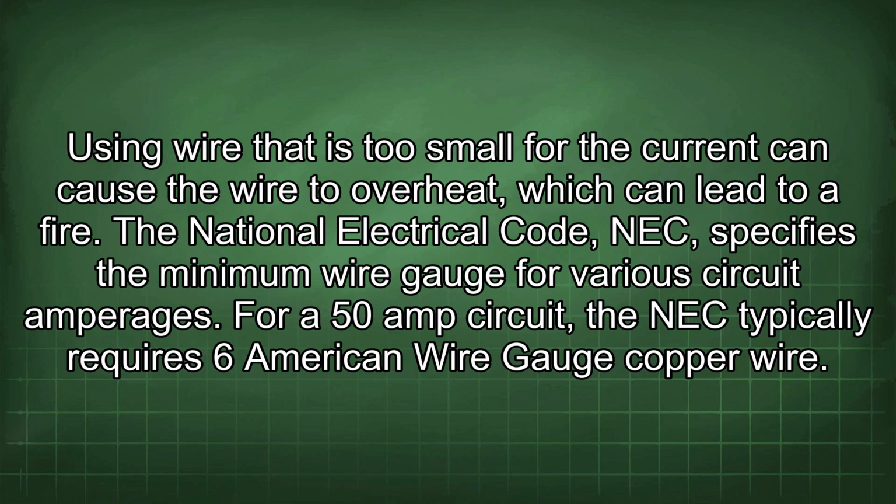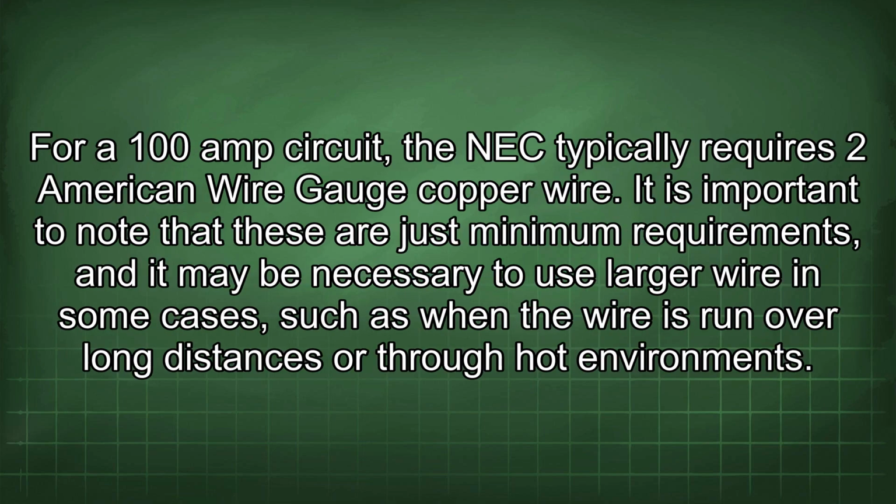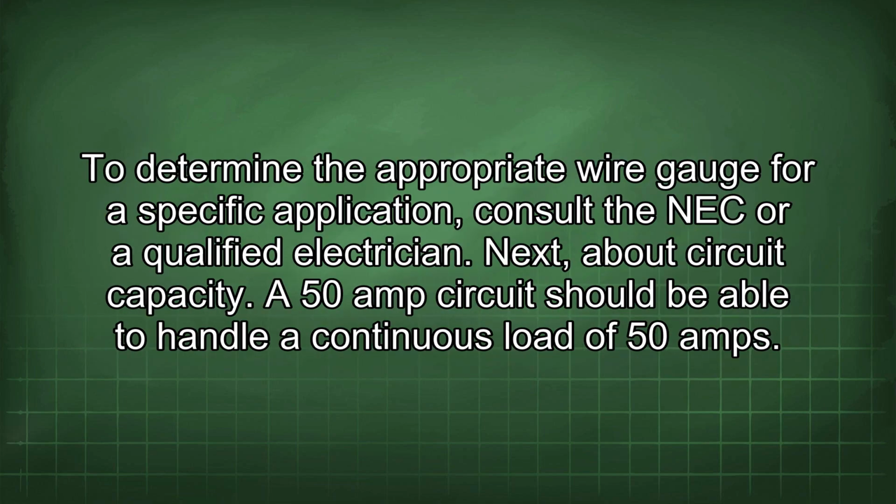For a 50 amp circuit, the NEC typically requires 6 American wire gauge copper wire. For a 100 amp circuit, the NEC typically requires 2 American wire gauge copper wire. It is important to note that these are just minimum requirements, and it may be necessary to use larger wire in some cases, such as when the wire is run over long distances or through hot environments. To determine the appropriate wire gauge for a specific application, consult the NEC or a qualified electrician.